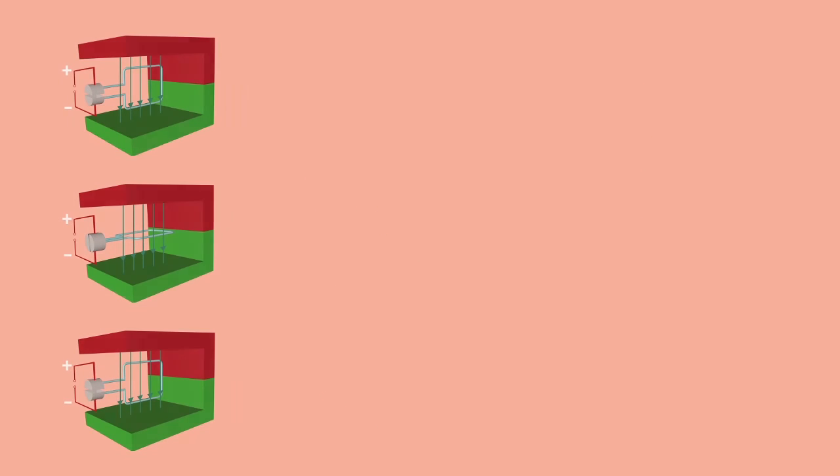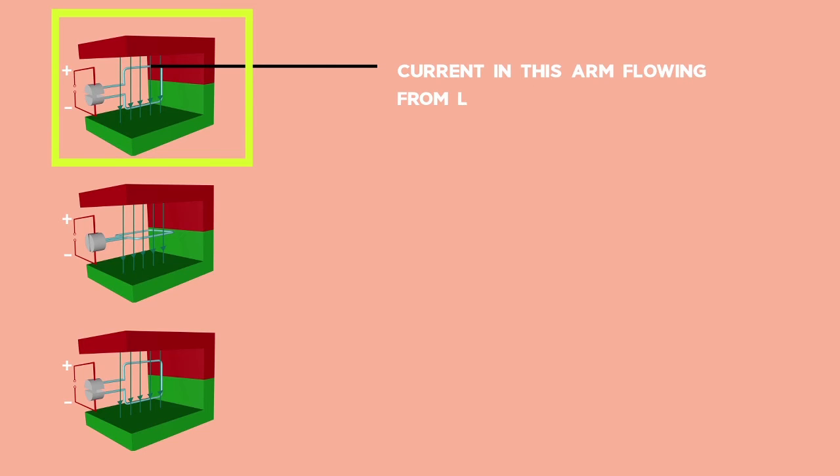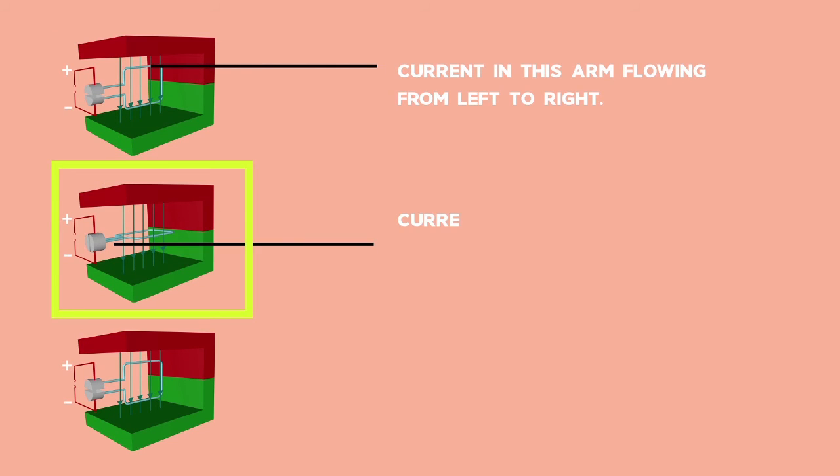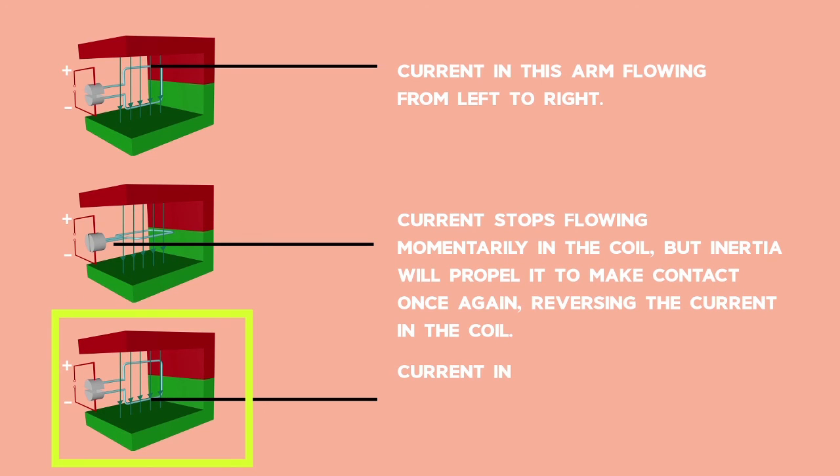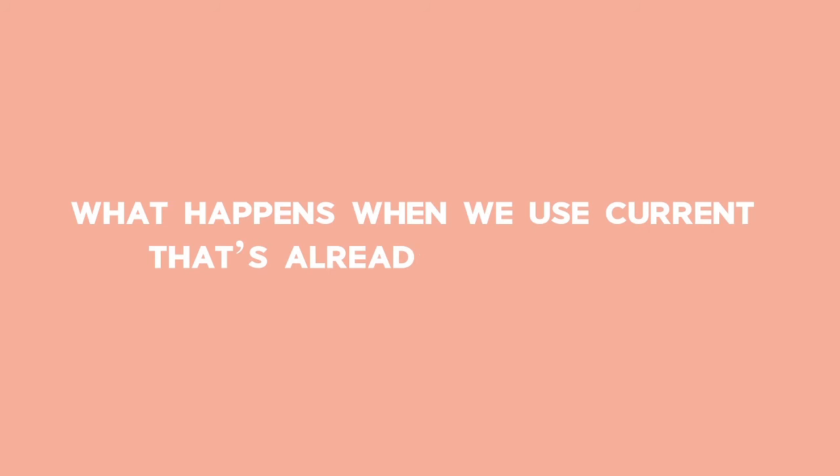If we look at diagram 1, current in this arm is flowing from left to right. In diagram 2, current stops flowing momentarily in the coil, but inertia will propel it to make contact once again, reversing the current in the coil. In diagram 3, current in the same arm reverses, flowing from right to left. So the split ring commutator makes the current inside the armature change directions or alternate. What happens when we use current that is already alternating?